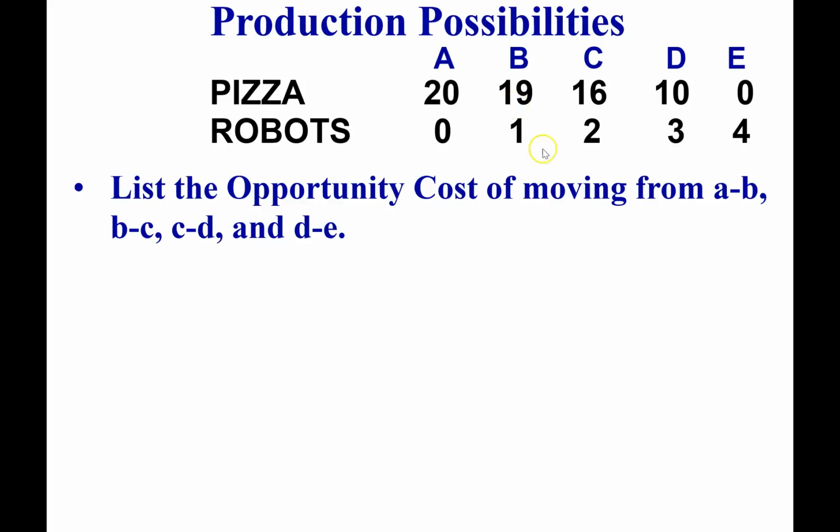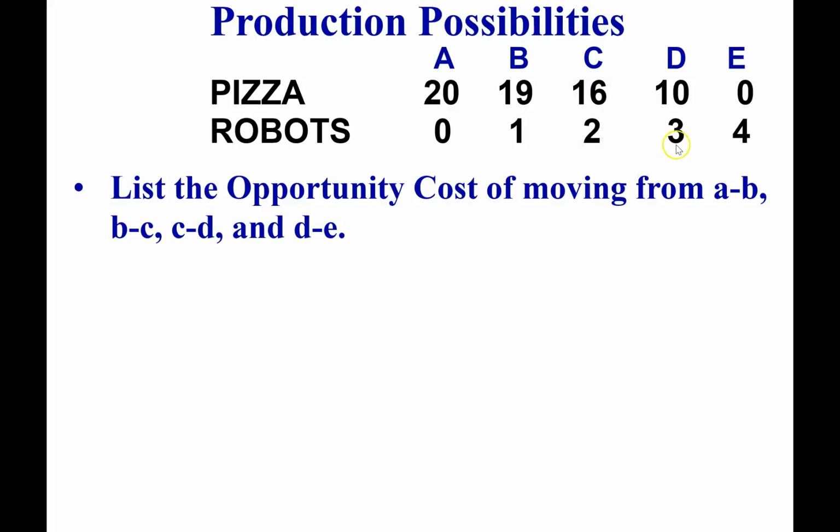However, if I want to produce a second robot, I'm going to have to shift my resources, my land, my labor, my capital. They're going to have to shift into robot production. And that means that they're going to take more away from pizza production because they're very, very different resources and they can't go back and forth easily. So once I have shifted my production to robot producing, then I'm going to give up more pizzas.